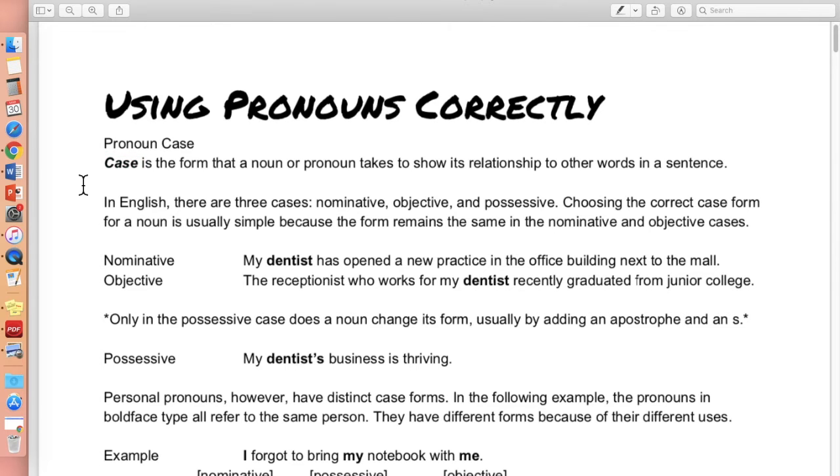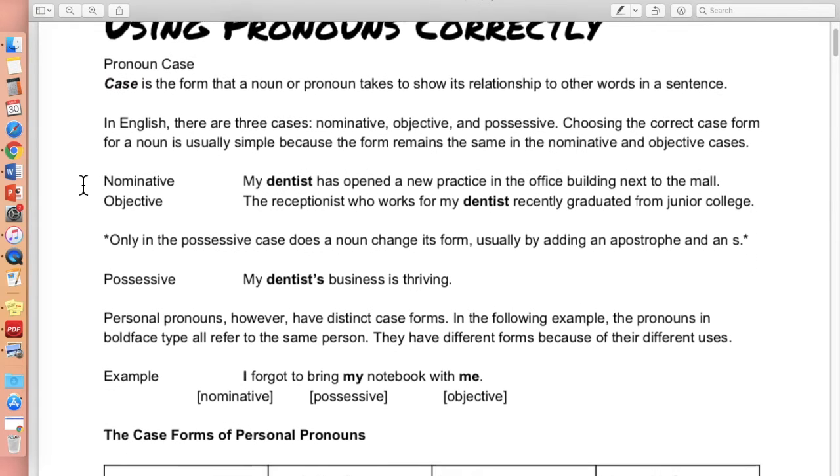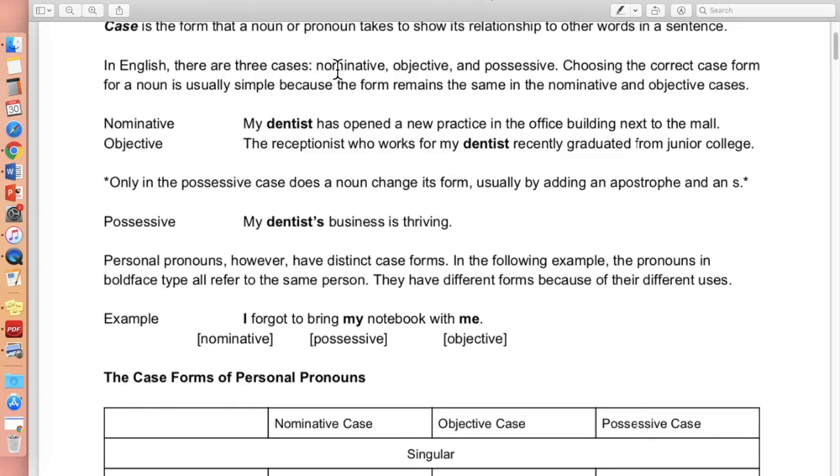So, in English, there are three cases: nominative, objective, and possessive. And we are going to choose the pronoun based on what case the noun is being used in that we're replacing. So I have some examples here.